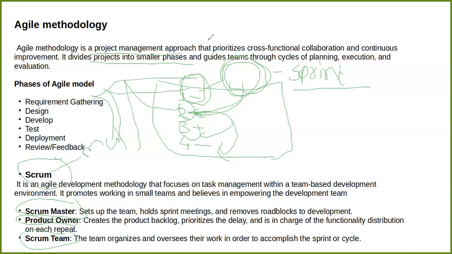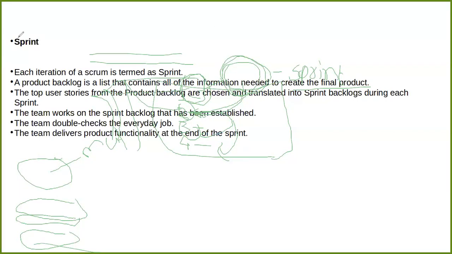The main important thing you have to remember is about sprint and scrum. And who is involved in the scrum? Scrum master, product owner, and scrum team. These are the three important members involved in this sprint. So this is all about agile methodology. Same thing, sprint: each iteration of a scrum is termed a sprint.